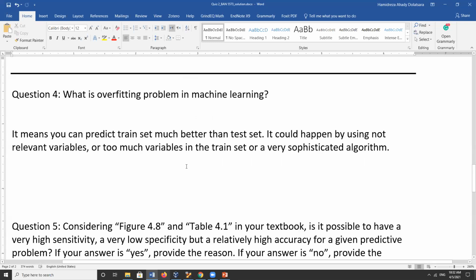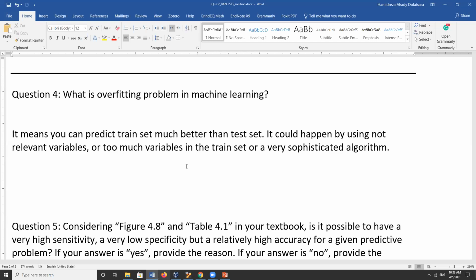Okay, next question. What is the overfitting problem in machine learning? It just means your algorithm is very good at predicting the train set, but in the test set or validation set, you have really low predictive performance.